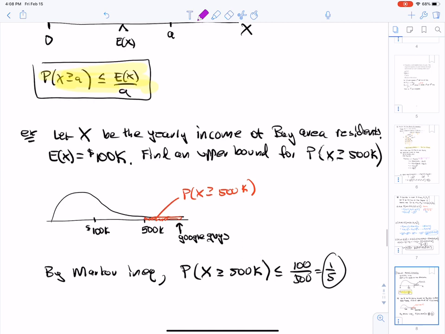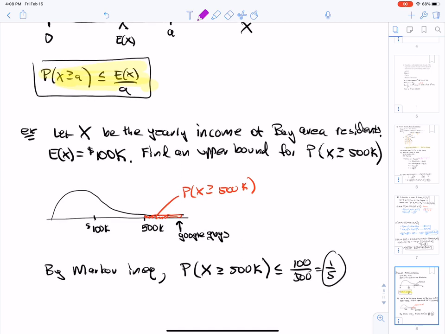So let x be the yearly income of Bay Area residents. The expectation of x, let's say, is 100,000. Find an upper bound for the probability that x is greater than or equal to 500,000. So the answer to that would be, by Markov's inequality, 100 over 500, or 1/5.